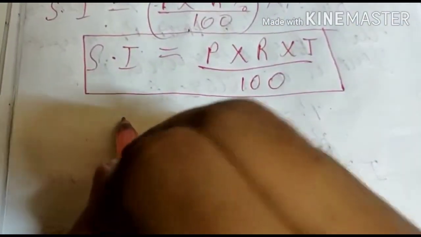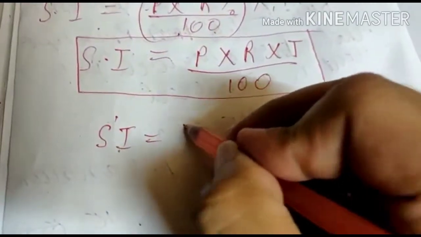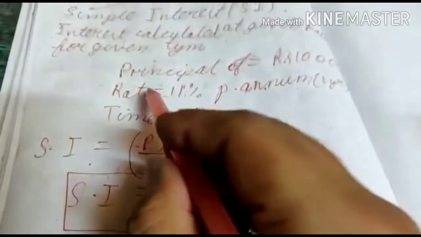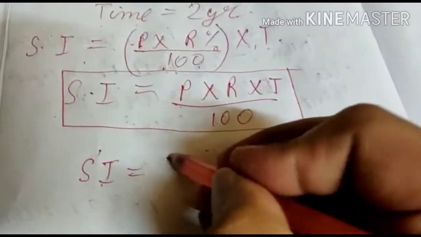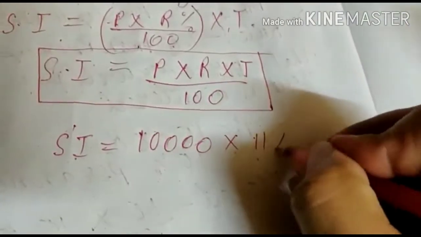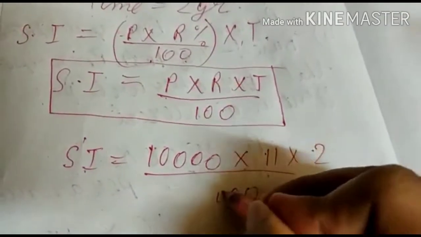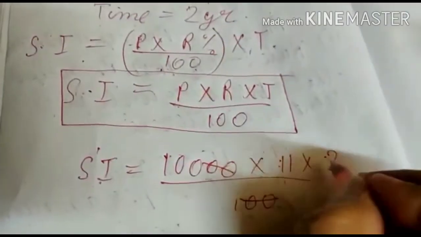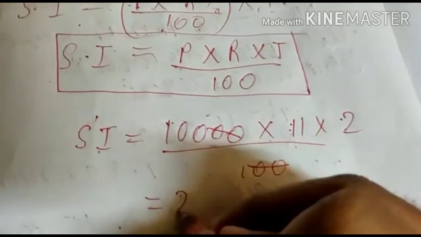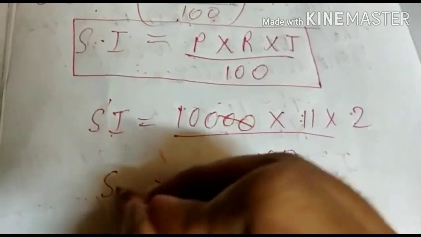So what will be the simple interest in this question? It will be P into R into T upon 100. Principal is rupees 10,000. Rate is 11%. Time is 2 years, upon 100. 11 into 2 is 22, and 22 into 100 is 2200 rupees. This is the simple interest.